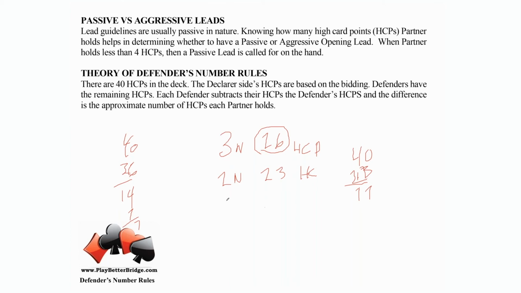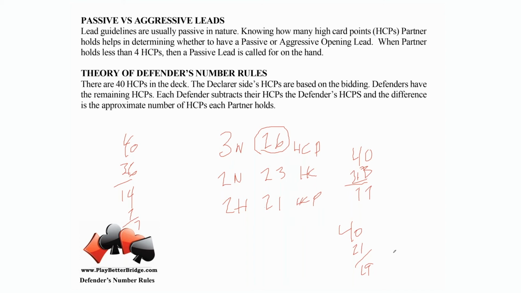Let's say it goes 1 heart, 2 hearts. Rule of 19. And so the opponents have approximately 21 high card points. And if we subtract that from 40, that leaves the defenders approximately 19. And that's where the rule of 19 comes from.